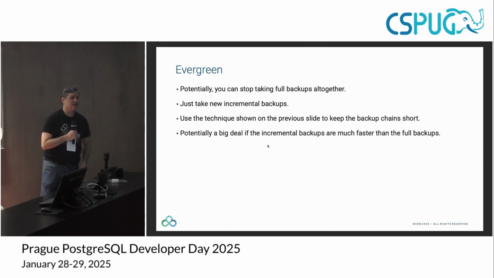In fact, if you were really brave and you trusted that this feature was not ever going to eat your data under any circumstances, you could stop taking full backups altogether. You could just take new incremental backups, and then you could use the technique that I had on the previous slide to keep the backup chains short. I wouldn't really recommend this in the short term because this is a brand new feature, and like I say, it might have bugs. But hopefully we'll get to a point where we're confident that we've found whatever bugs are there. And then I think this technique in the long term has a tremendous amount of potential.